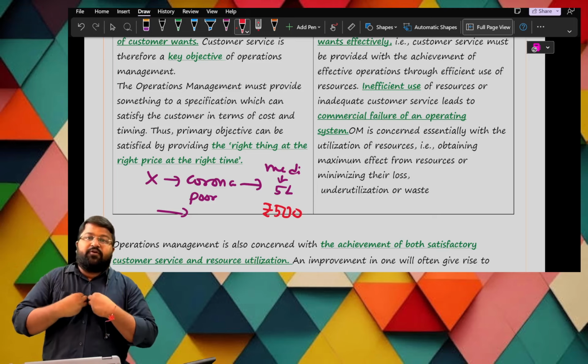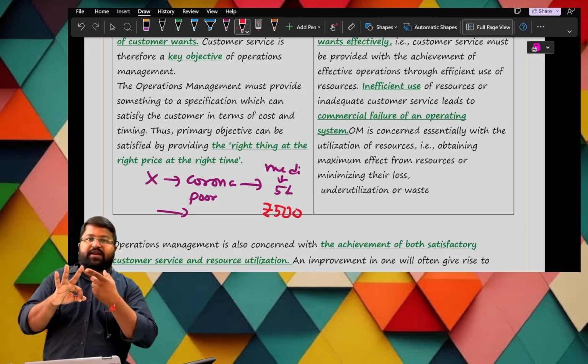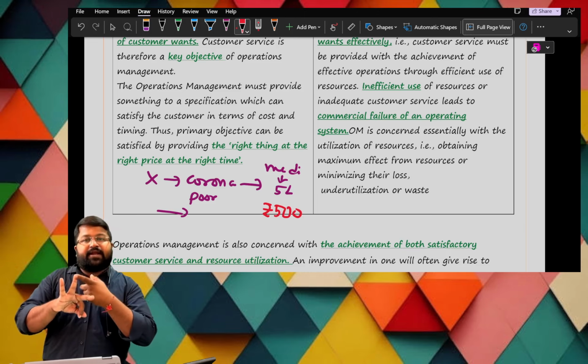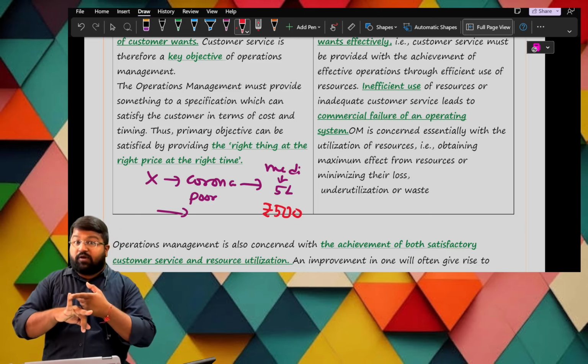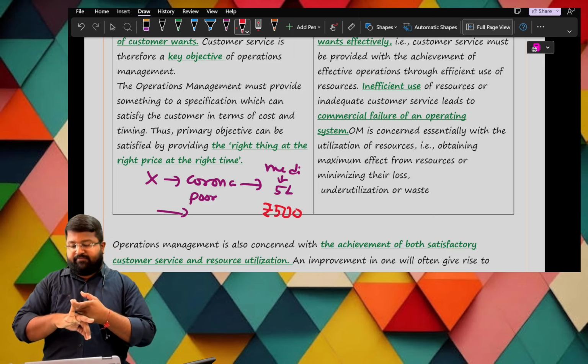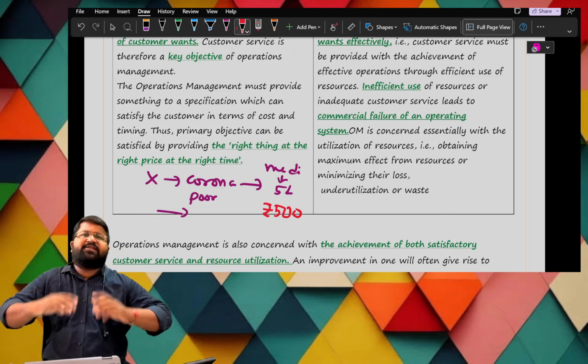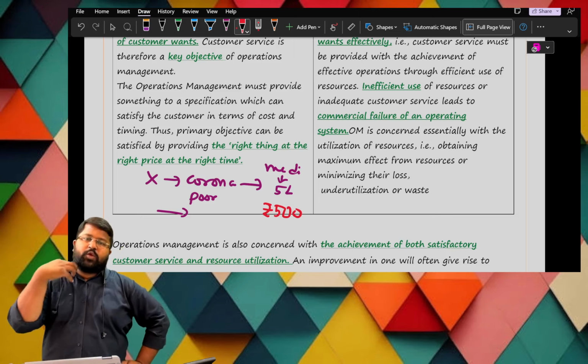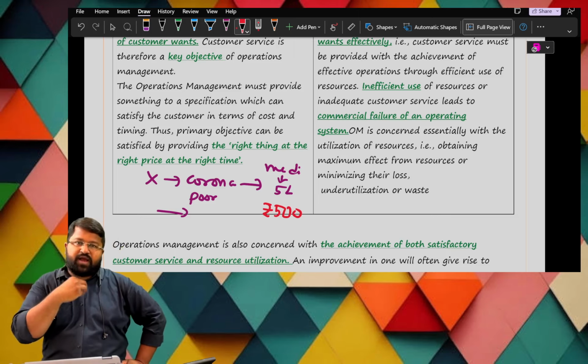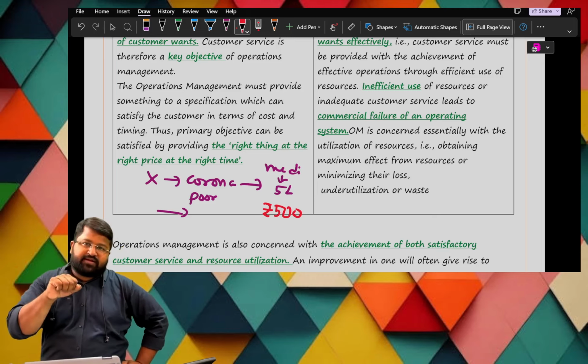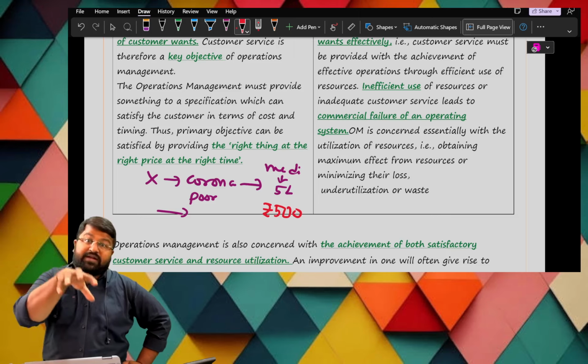So if your product is meeting these things, the right thing, at the right price and at the right time, then your product will definitely reach the customers. When you are in need of something and we are providing that thing, you'll take it. And also price is controlled and also right time.